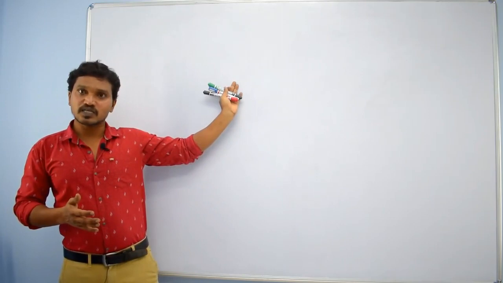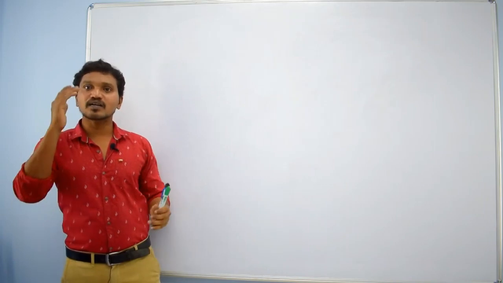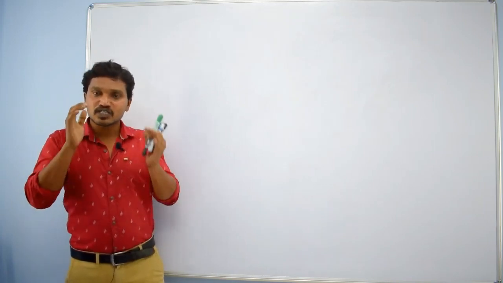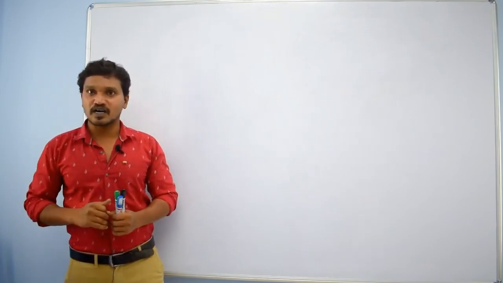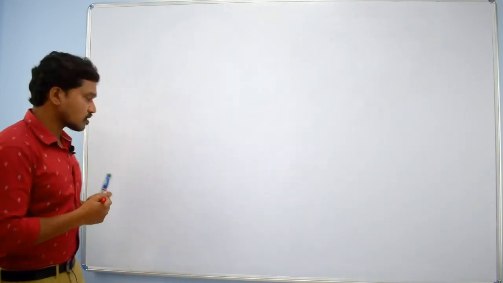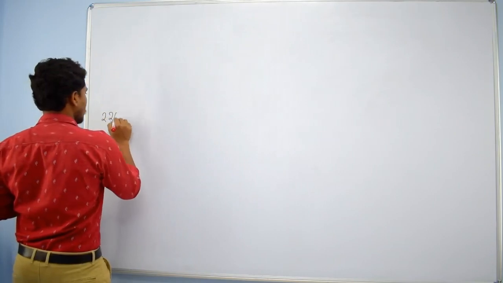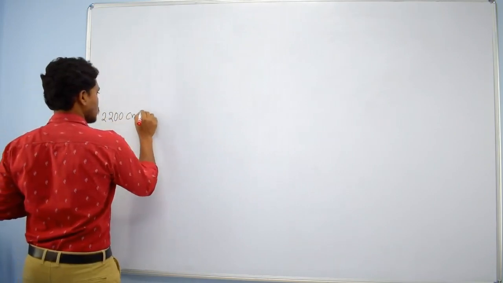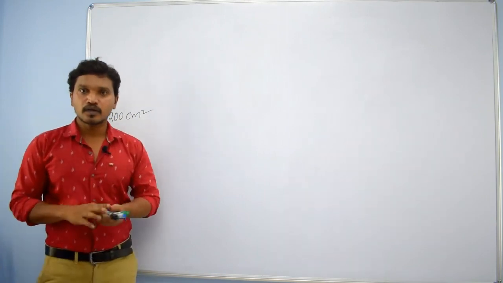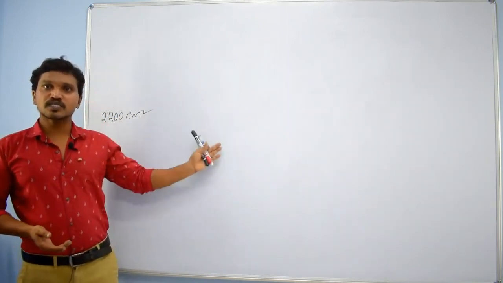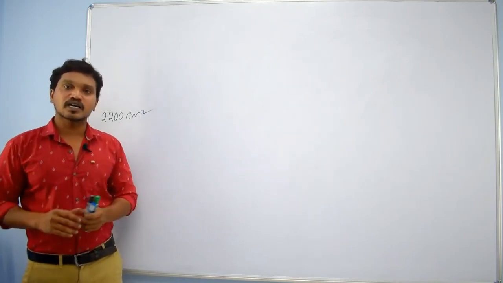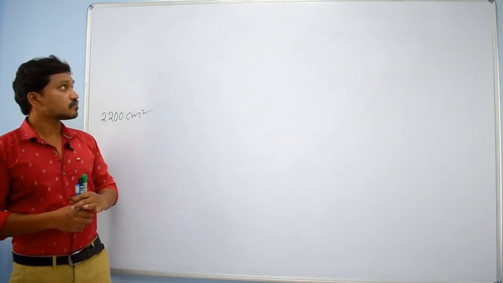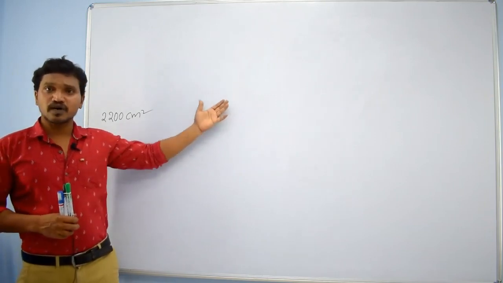Last class we discussed different sulci and gyri. Why should there be sulci and gyri? For better accommodation of the brain within the smaller cranial cavity and to increase surface area. What is the surface area of the brain? 2200 centimeters square. Right? So to increase surface area, the cerebrum is folded into sulci and gyri. Clear? Now we will discuss functional areas.